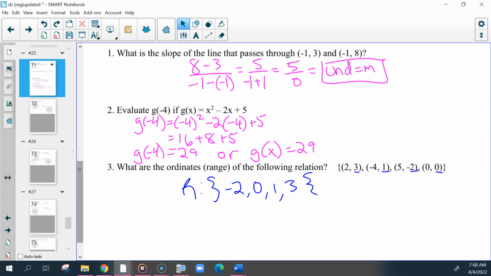So this is just looking for the range, the y value. So if you look for all of your y values, you put them least to greatest without any repeats.